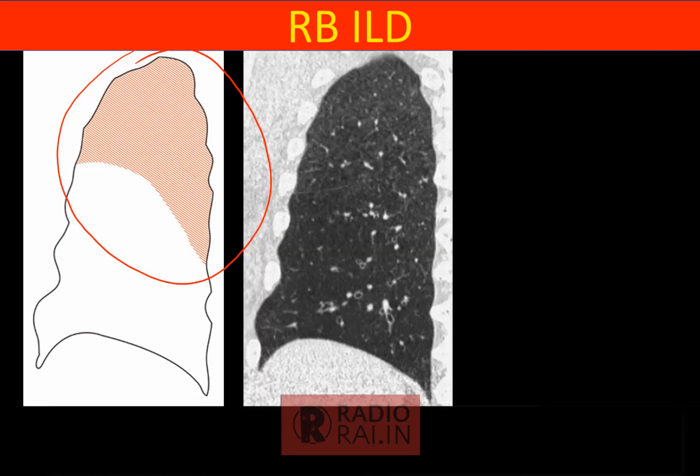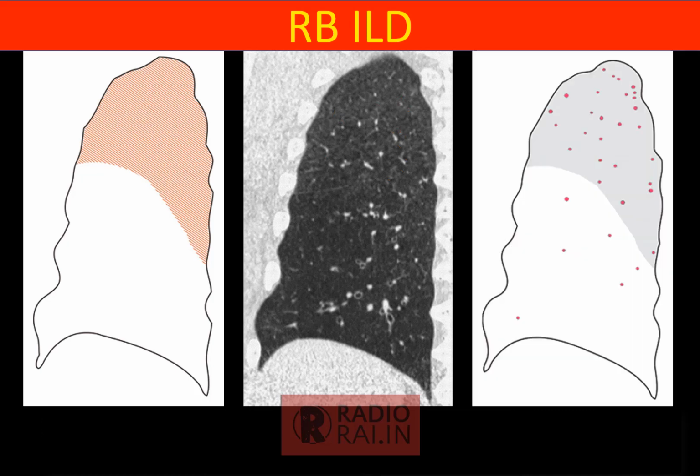Now going on to respiratory bronchiolitis interstitial lung disease and DIP, these two are conditions seen in smokers. RBILD is usually seen in smokers, mainly with upper zone predominance. There will be ground glass opacities in the upper zone. Also we can see some punctate nodular lesions in the upper lobe. These are nothing but centrilobular nodules.